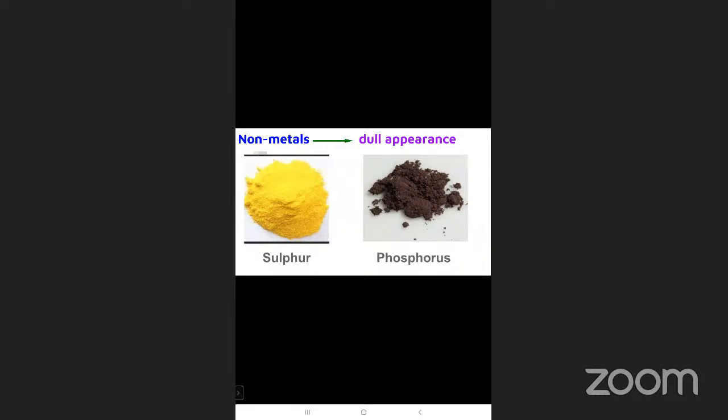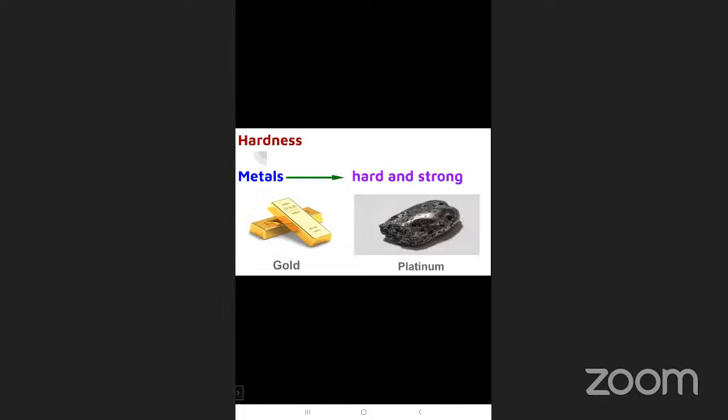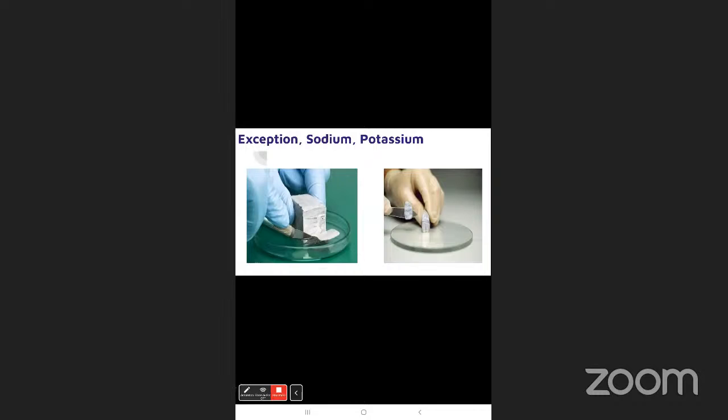Now, the next one is hardness. If we associate this with metals, we must have seen gold. It is strong and hard, except sodium and potassium. Sodium is a very soft metal. Generally metals are hard and strong, but the exceptional cases are sodium and potassium. We can cut sodium with the help of a knife. It is so soft that it can be cut with a knife.